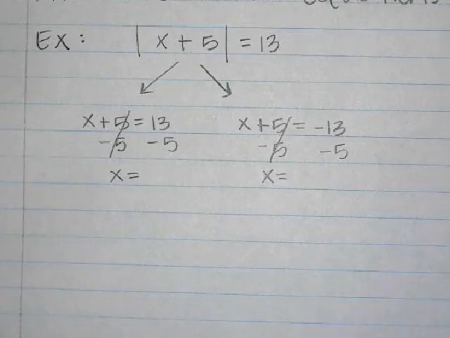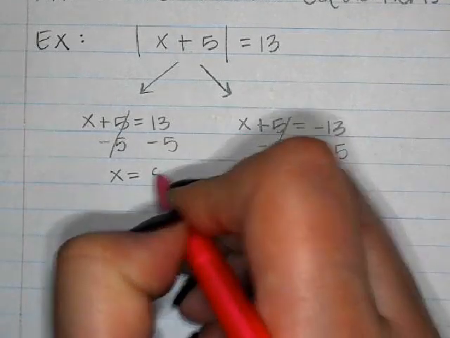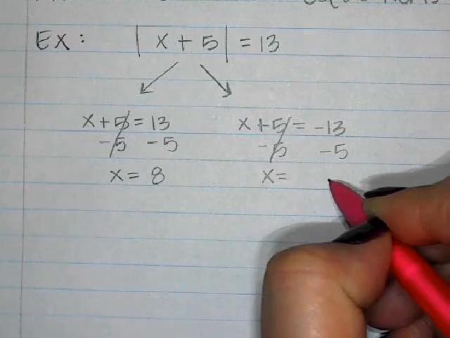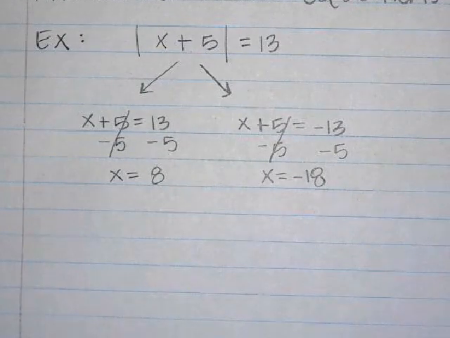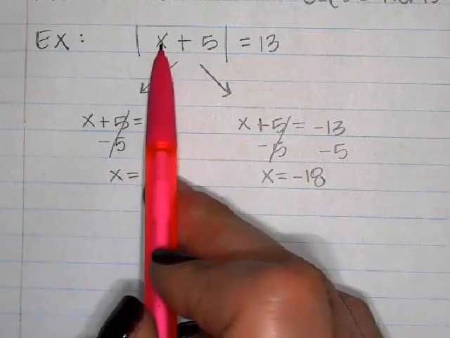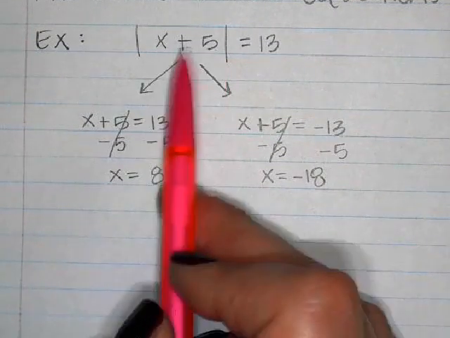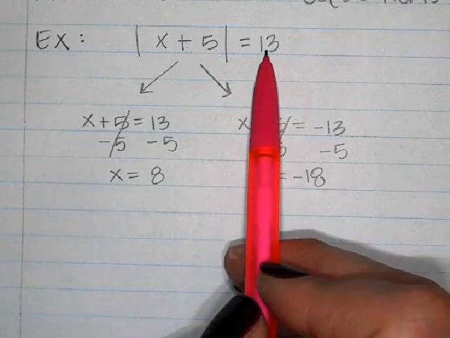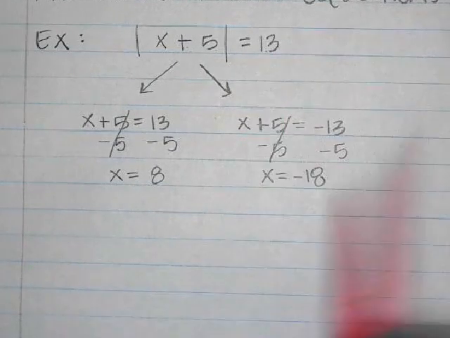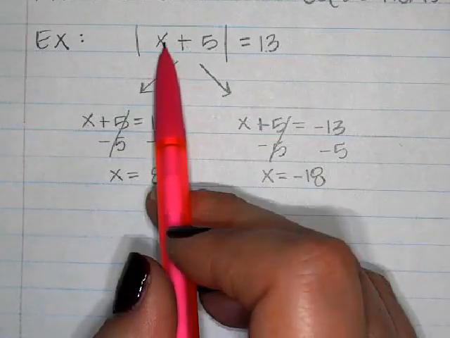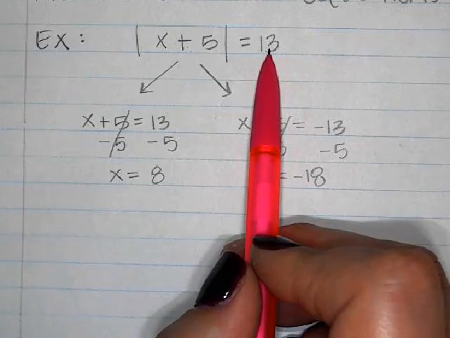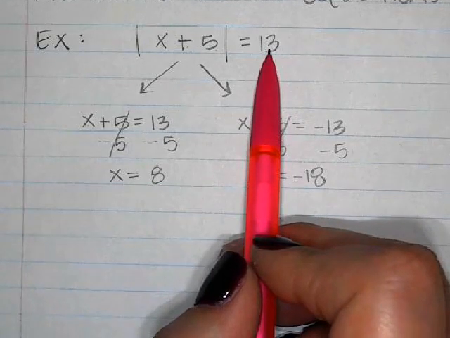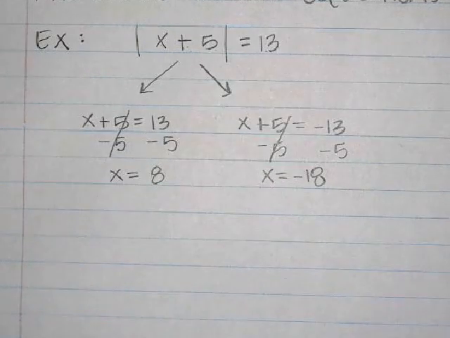X equals 8, negative 18. So if I have 8, 8 plus 5 is 13, which is a distance of 13 spaces away from 0. Negative 18, negative 18 plus 5 is negative 13. Negative 13 is also a distance of 13 spaces away from 0. So both of those numbers work. There's our answers. We got 2 of them.